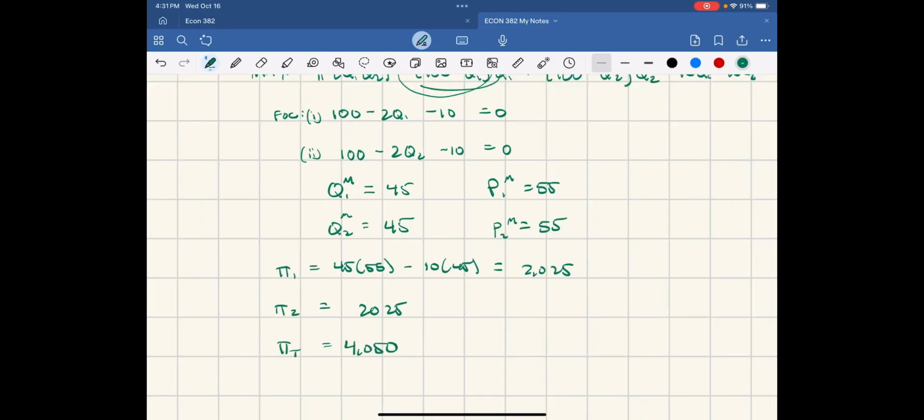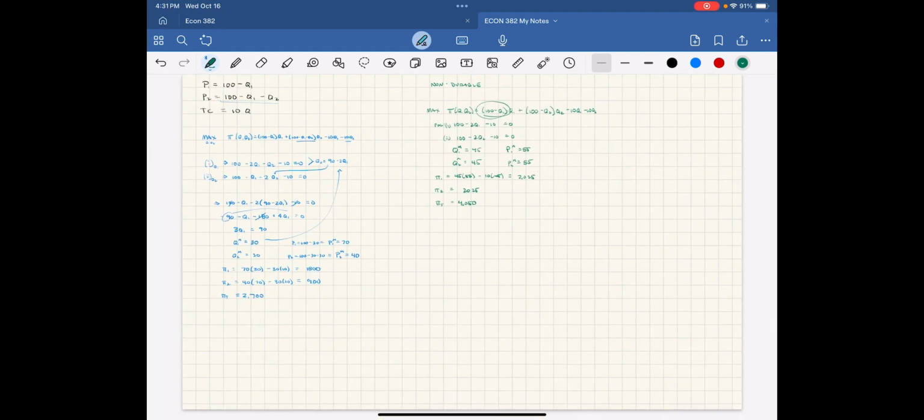And therefore the profits total are 4,050. So when the monopolist has a durable good and it competes against itself, the total profits in the 2 time periods is $2,700. But if a monopolist can make the good non-durable, then they can maximize their profits and get a profit of $4,050.